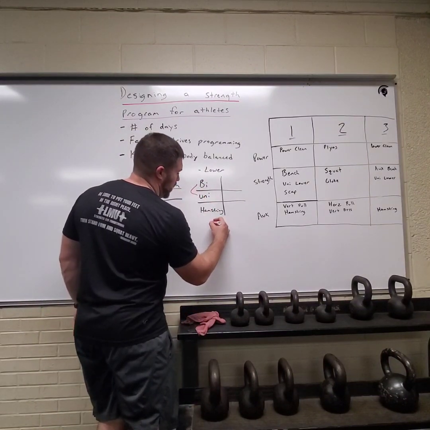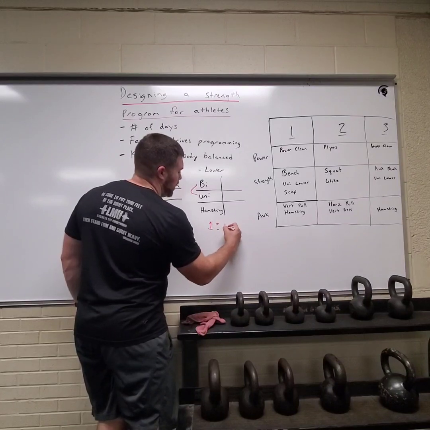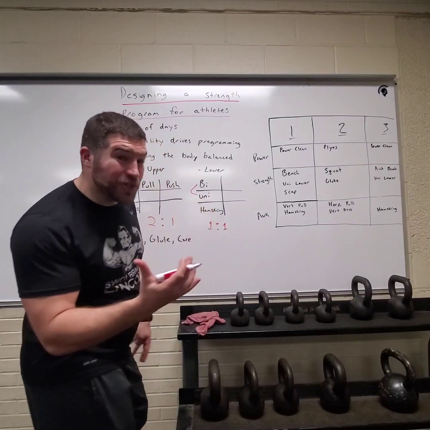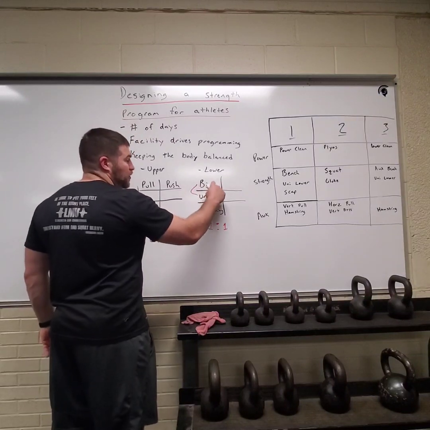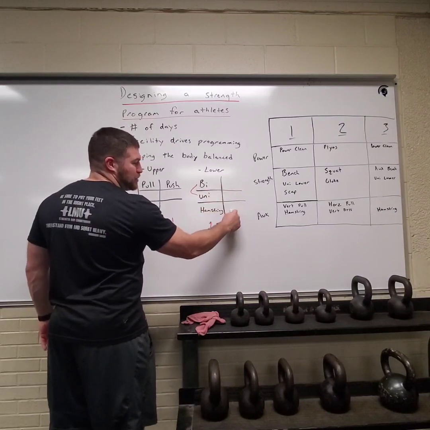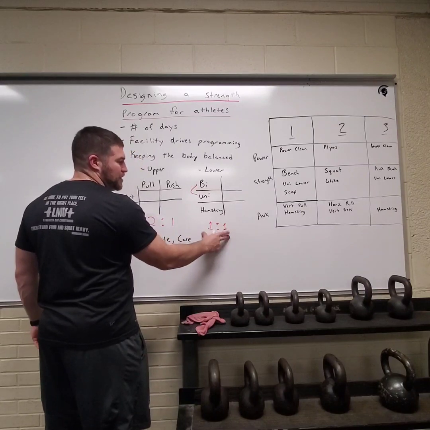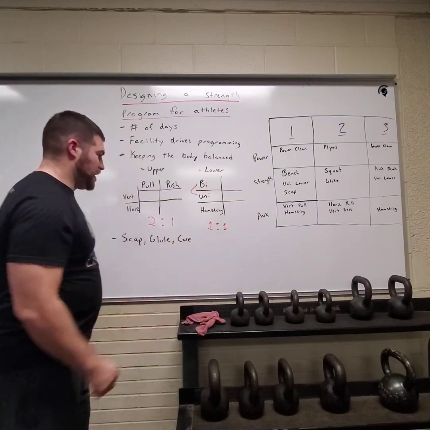you want to make sure that these 2 are connected. So you want to have a 1-to-1 ratio, or as close to it as you can. Again, you're trying to keep these as close as you can throughout the year, your quad dominant movements and your hamstring dominant movements. So how do you try to keep these as close to that as you can?